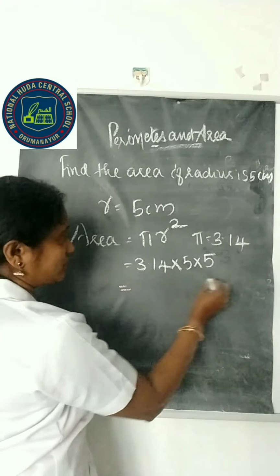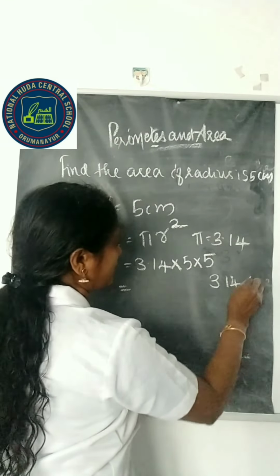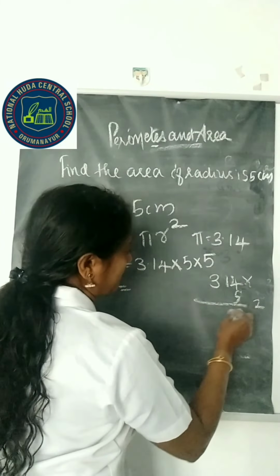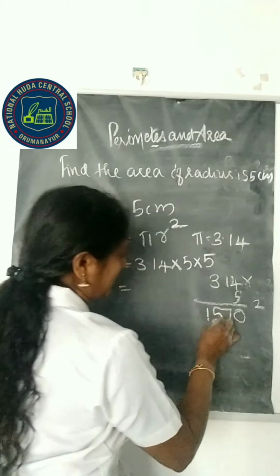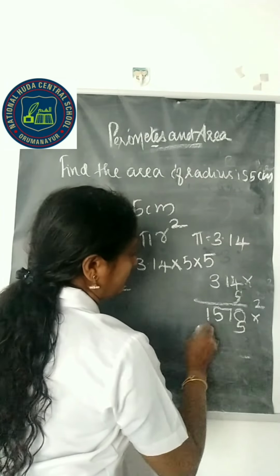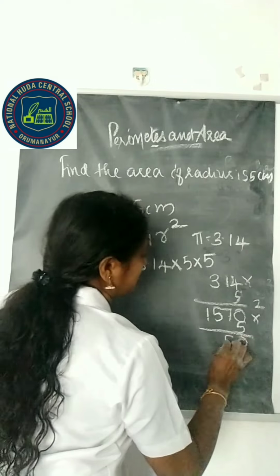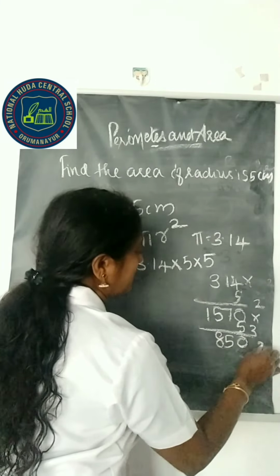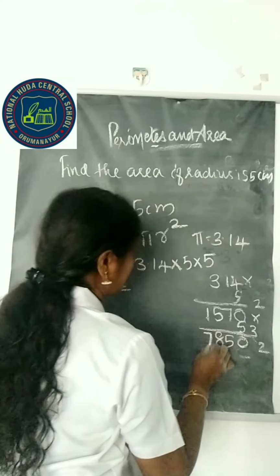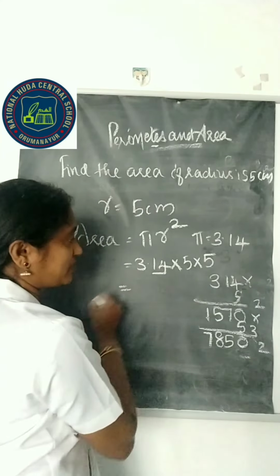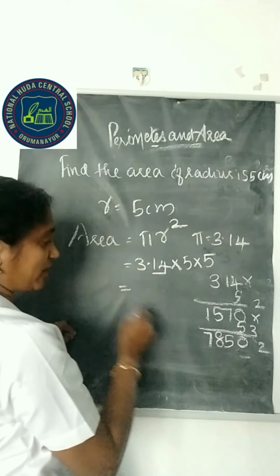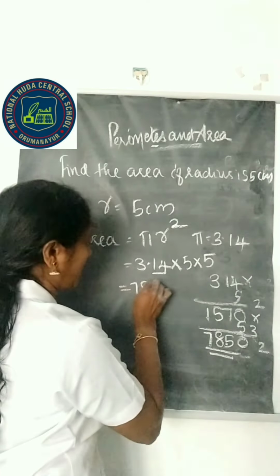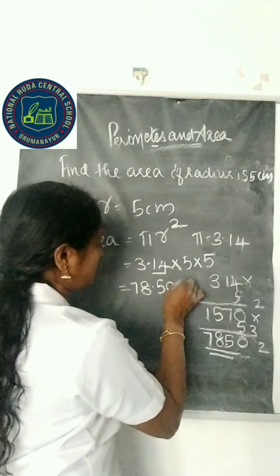So we can multiply these two values, 314 into 5. 5 4s are 20. 5 1s are 5 plus 2 is equal to 7. Then 5 3s are 15. Again when we multiply by 5, we will get 0. 7 5s are 35. 5 5s are 25 plus 3 is equal to 28. Then 1 5 is 5 plus 2 is equal to 7. So after two decimal places, you have to put the decimal. So the answer is 78.5 centimeter square.